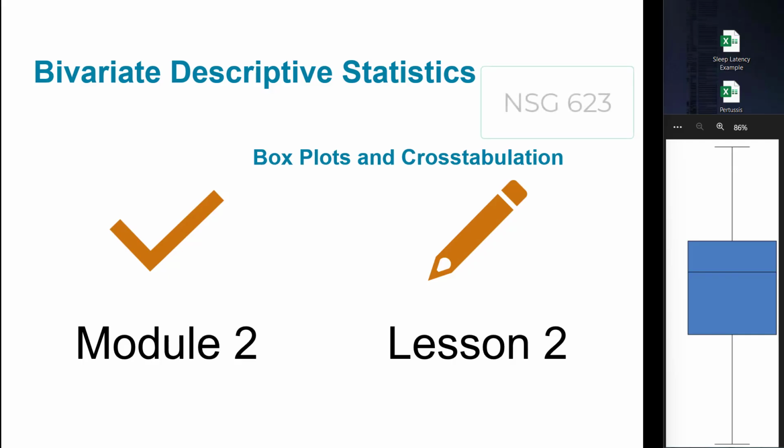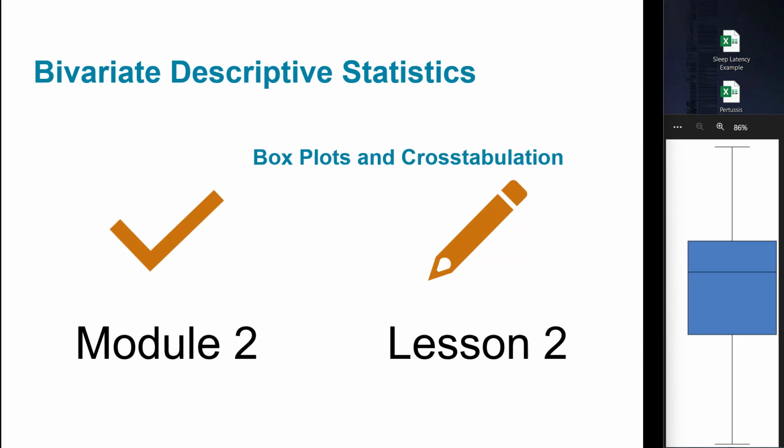In this lesson, we will continue to learn more advanced ways to examine the shape of a distribution, central tendency, and variability of interval and ratio variables. We will end the lesson discussing cross-tabulation of categorical variables.